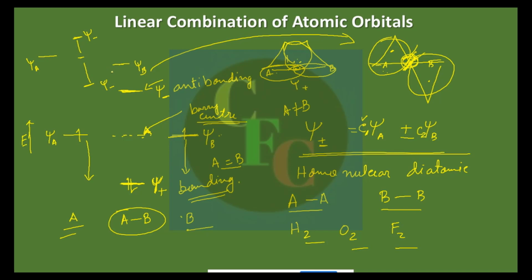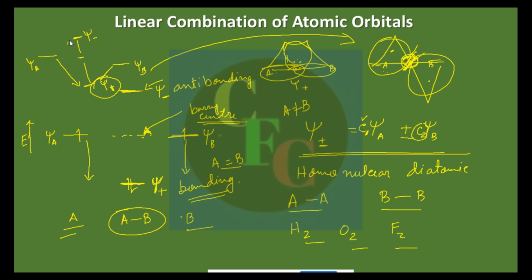Now you can clearly see this psi plus is much nearer to psi b than it is to psi a. So the character of psi plus will be much more near to psi b. That means the weightage of psi b will be more. More means more than 50%, right? And the weightage of psi a will be lower.